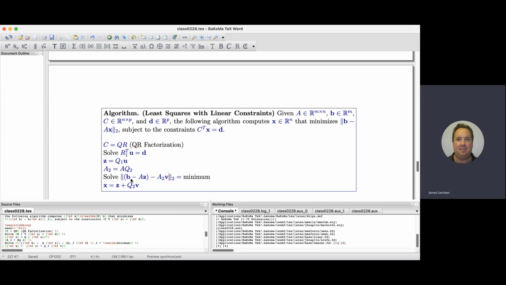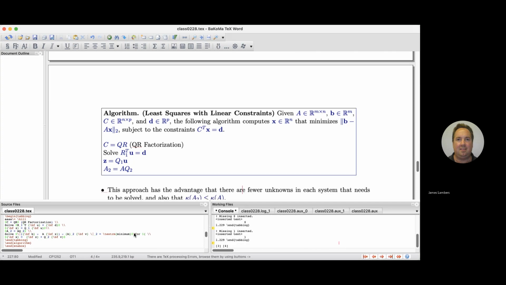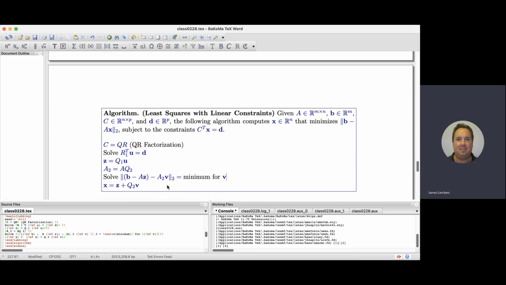So I can now go ahead and solve this by whatever means, normal equations or QR factorization of A2. I could do that, and then the solution I get is V. Now keep in mind how V was introduced.